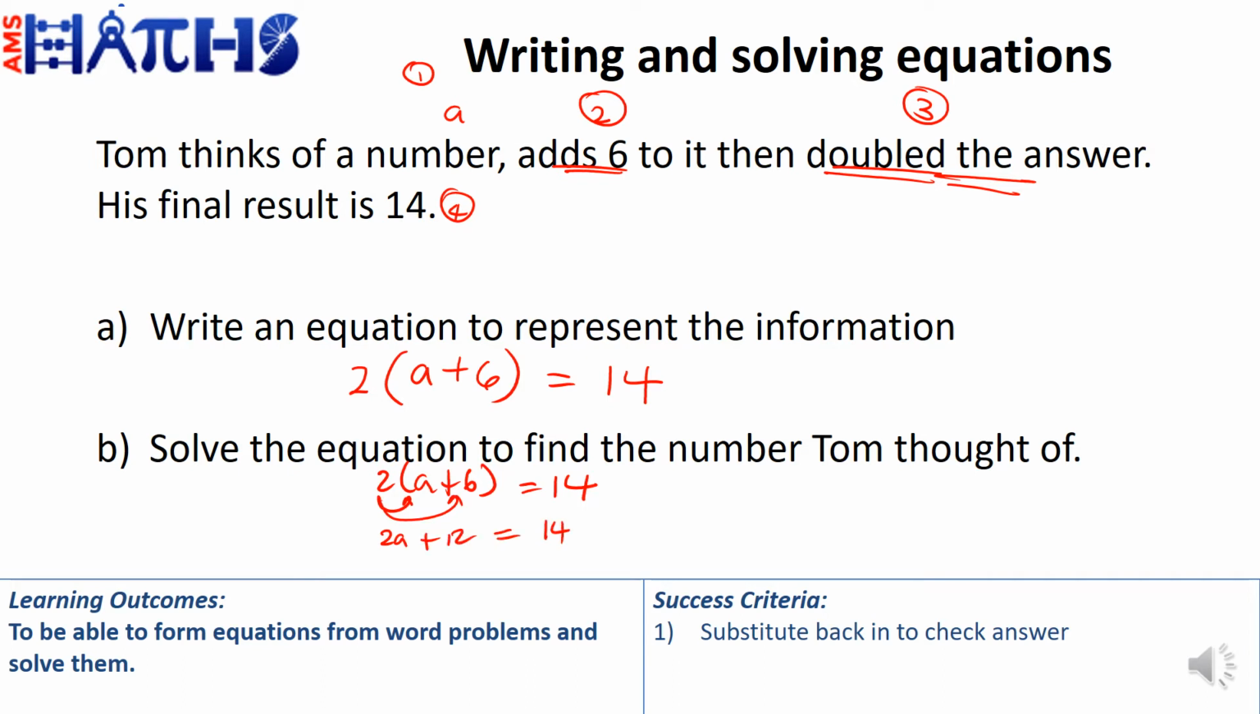And now we will solve by subtracting 12 on both sides. 12 minus 12 is 0, gives us 2A on the left, and 14 minus 12 is 2. And then we'll just divide both sides by 2. So 2 divided by 2 is 1, so we're left with 1A, and 2 divided by 2 is 1 on the right. So A is 1. So 1 is the number that Tom thought of.